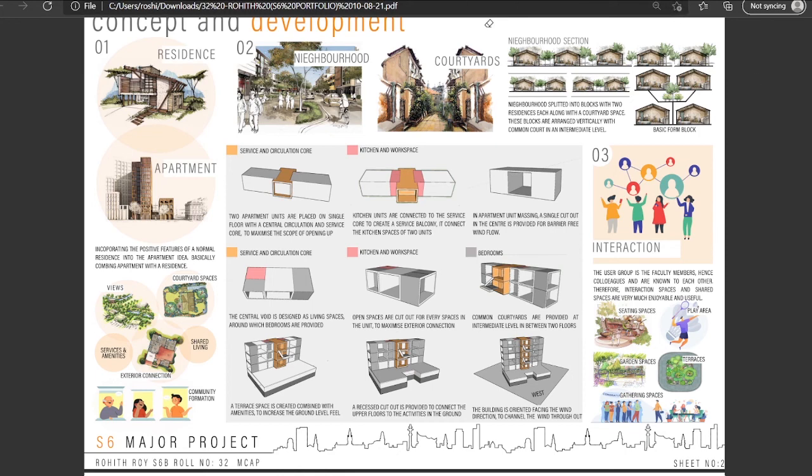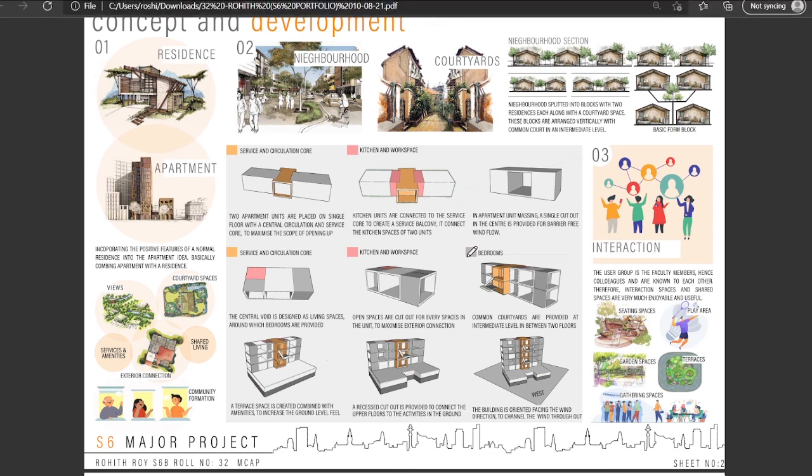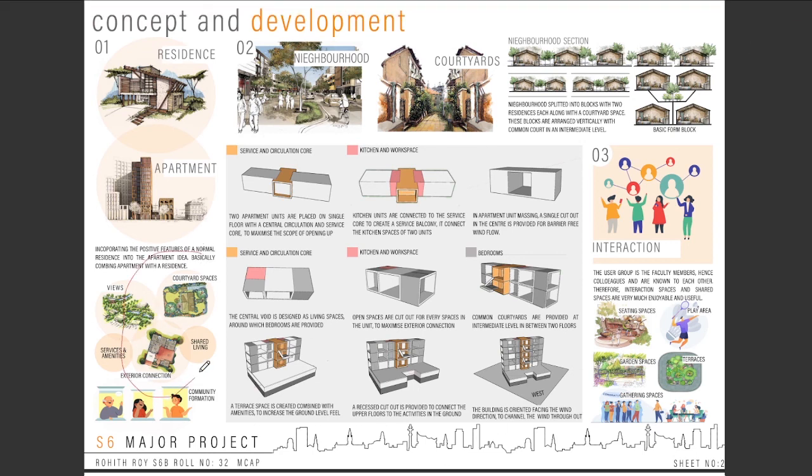Major apartment features focused on are views and easy service access, while the features of residence are exterior connection, community aspect, green elements, and shared living experience. Another influencing idea is the formation of a vertical neighborhood with interaction spaces connecting individual apartments. This increases the bonding of fellow residents.